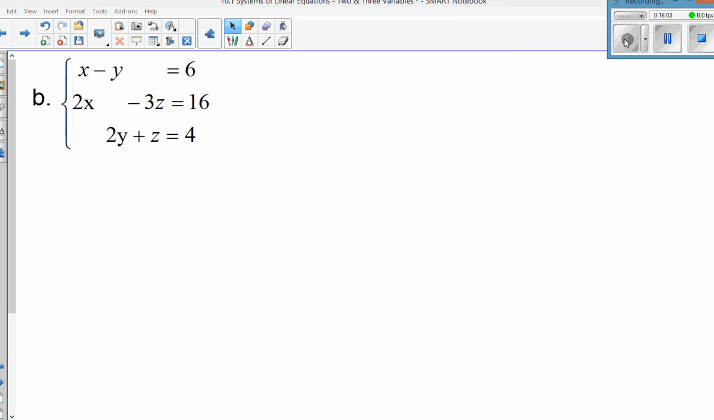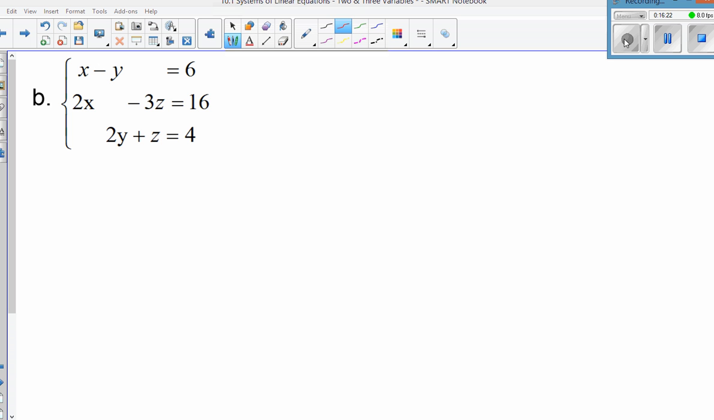So let's look at another example here. So I'm missing some variables here in each equation, but it doesn't mean I can't solve this system. Yes, there's x, y, and z between the three equations, but not one equation has all three, but we can still go through the same process. So again, I'm going to try and eliminate my x's.